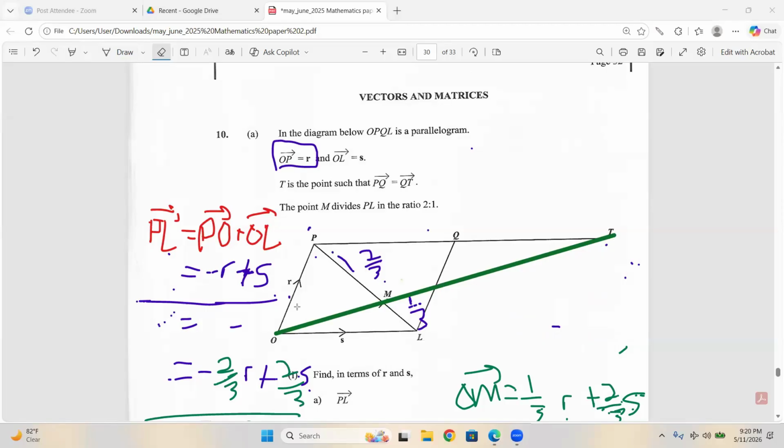So what we have to do, one of the things we can do to figure out that they are collinear, which means all of them are on the same straight line, like how I drew it there to show visibly, is find vector MT. Because we already know OM. Did we just find OM?